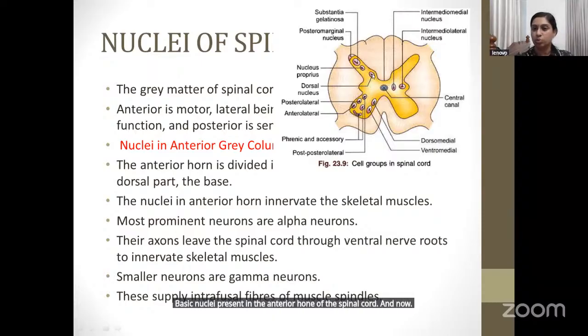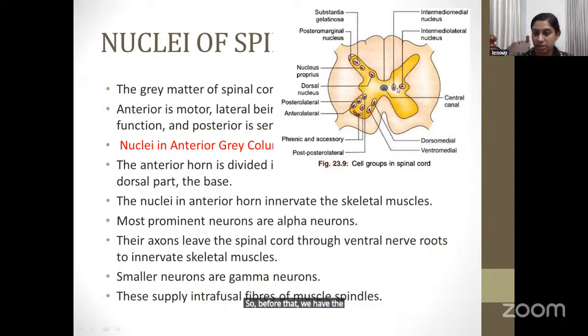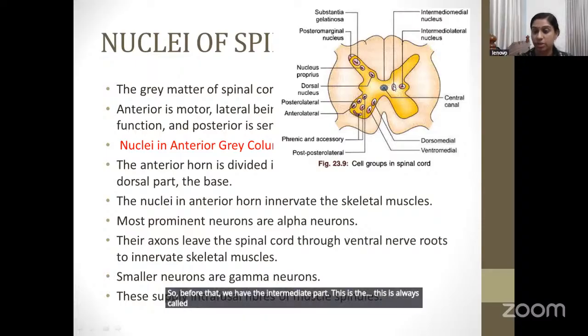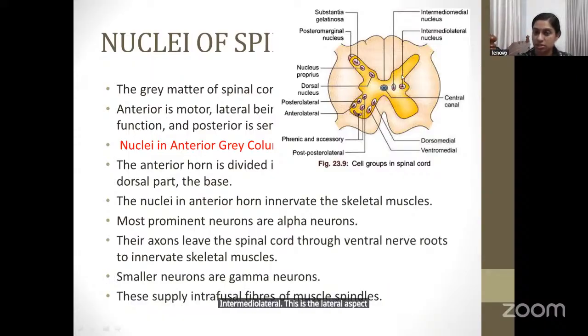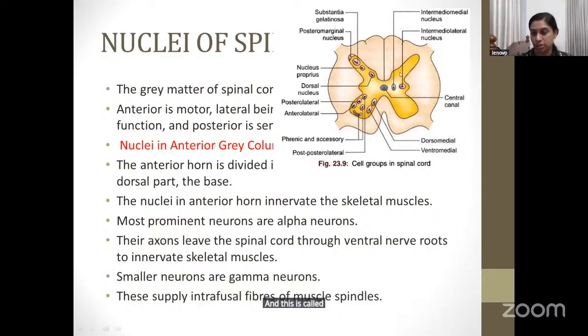Now coming to the posterior horn. Before that, we have the intermediate part. This is always called the intermediate part, and it has two nuclei. One is the intermediolateral nucleus, which is on the lateral aspect, and this is the intermediomedial nucleus. So two nuclei are present in the intermediate part, the lateral horn of the gray matter.